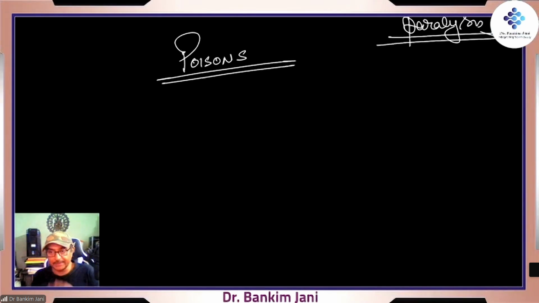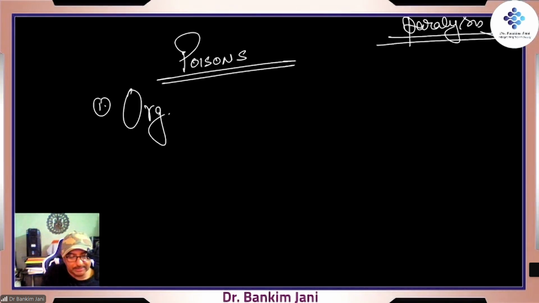From this point, let's learn about some poisons. These are some of the most dangerous poisons of the world we are talking about now. First, we'll start with something which is very soft, but this poison, which is called organophosphorus poisoning.